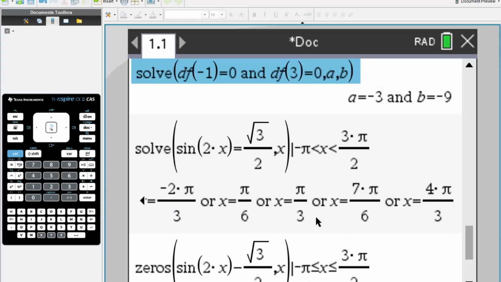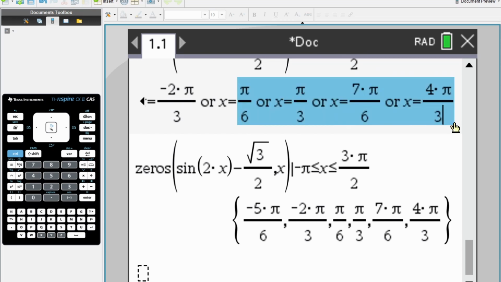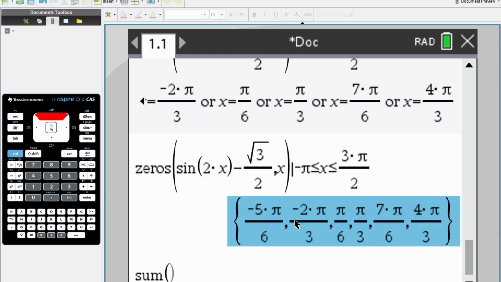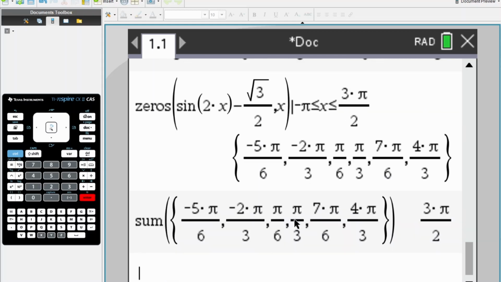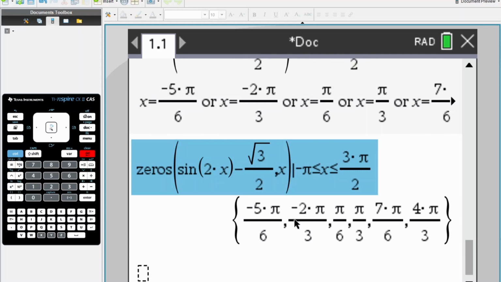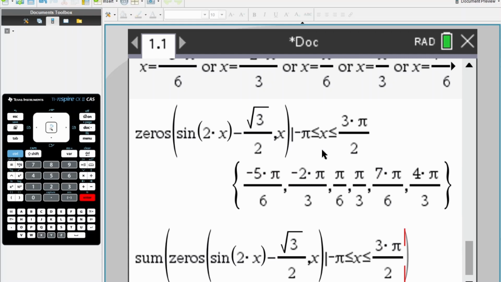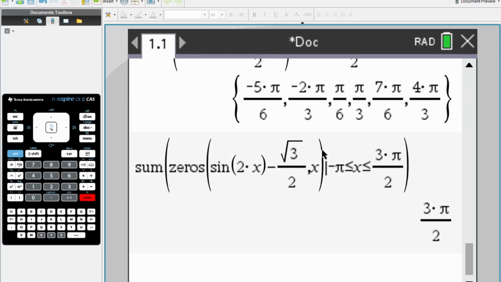Now, why do I prefer a list over just listing out the solutions over here? It's because you can use the sum command, and if you put a list inside of the sum command, it calculates the sum of everything. In fact, because this whole expression gives us a list, we can just chuck that whole thing inside of the sum command. Something like this, click enter, gives us the answer.